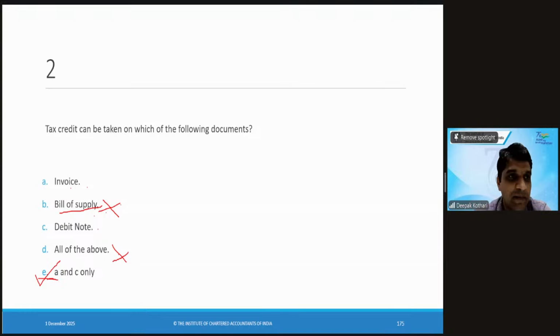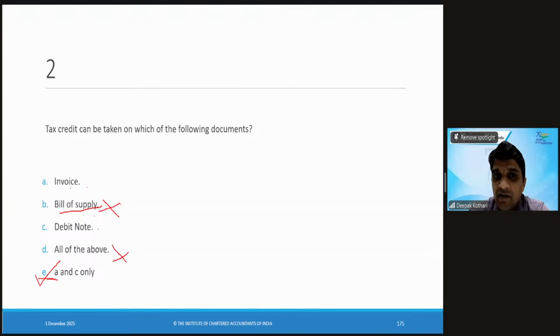This is clear, no? Why debit note? Because debit note is a document which is issued by the supplier when there is an upward revision, or it's like a revised invoice with a higher value. So when you can claim credit on invoice, you can claim credit on debit note also. But bill of supply, we cannot claim a credit.